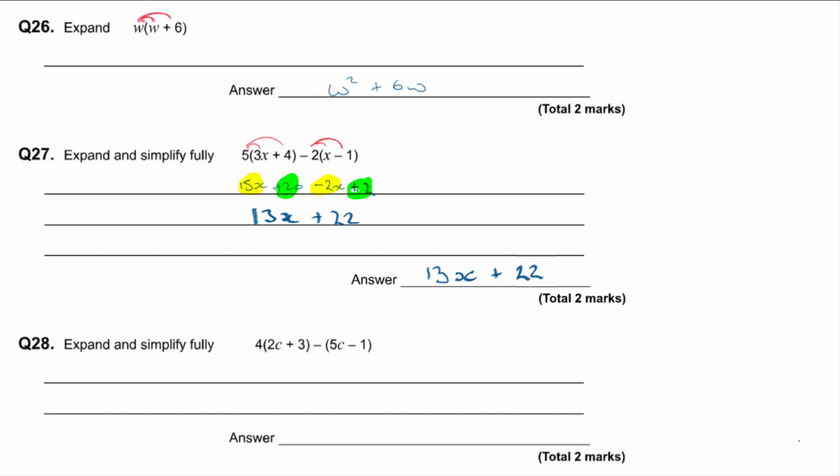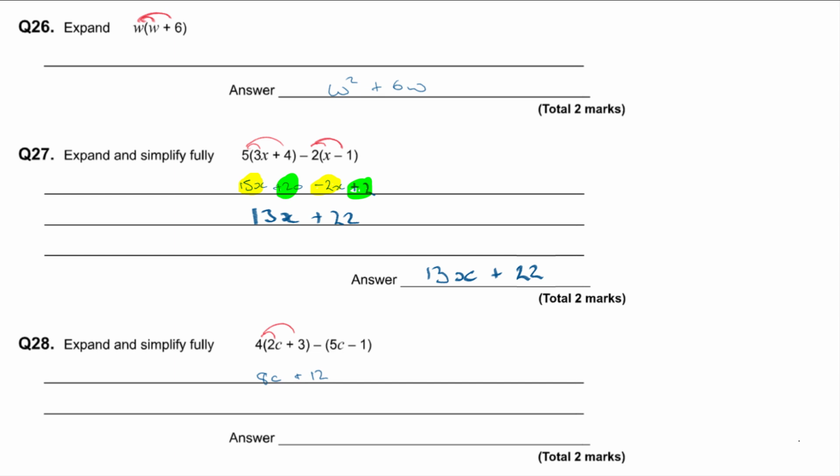Question 28, expand and simplify fully. Again, I've got two brackets, two single brackets, which are then combined together. I haven't got a double bracket that I'm multiplying out. Okay, so the first single bracket first, 4 lots of 2c and 4 lots of 3. That's going to give me 8c plus 12.